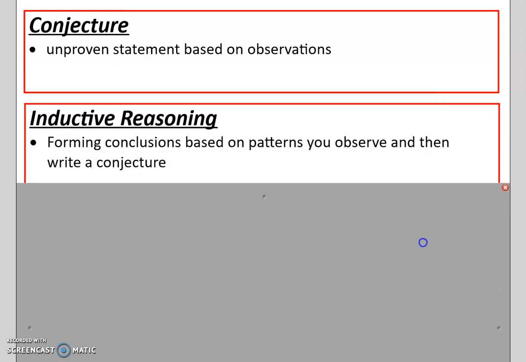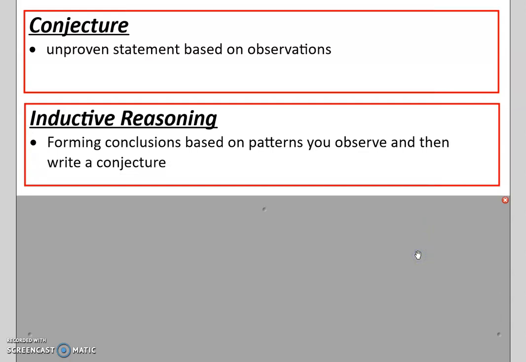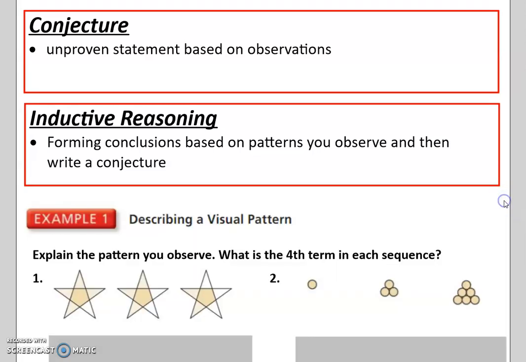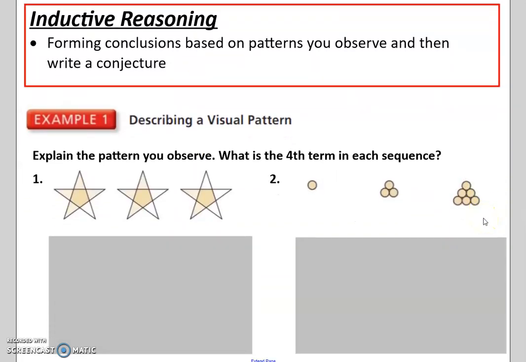Now, a conjecture is going to be used when we do inductive reasoning. Inductive reasoning is when we form conclusions based on patterns we observe, and then we write a conjecture. Okay, we observe the pattern, and then I can make a statement about what we observed. So what this is going to look like in an example, let's take a look here. It says, explain the pattern you observe. What is the 4th term in each sequence?